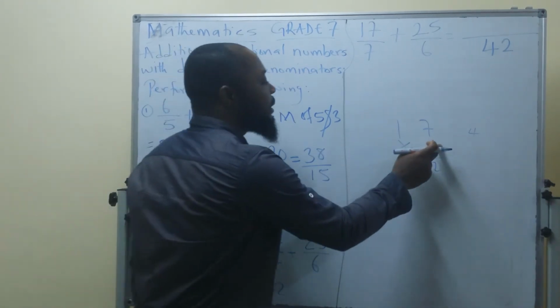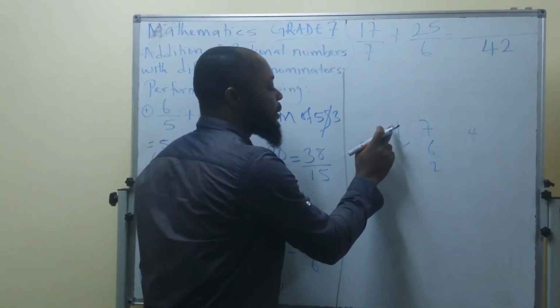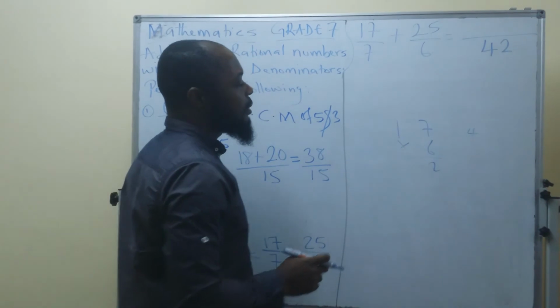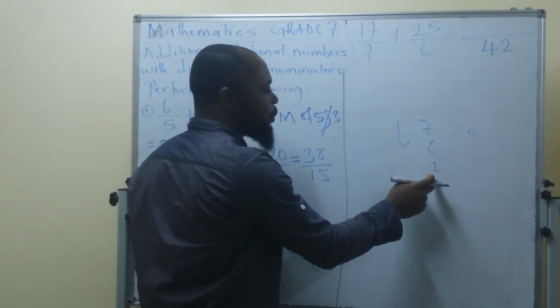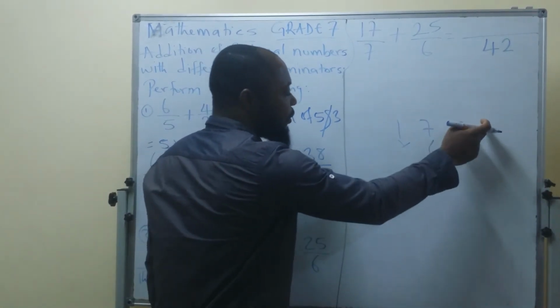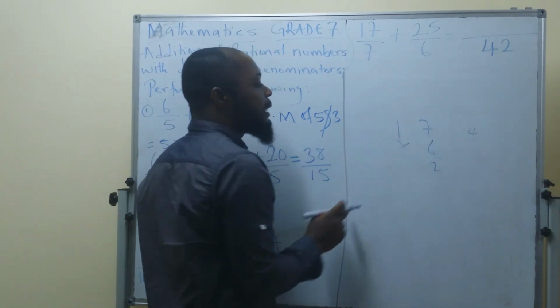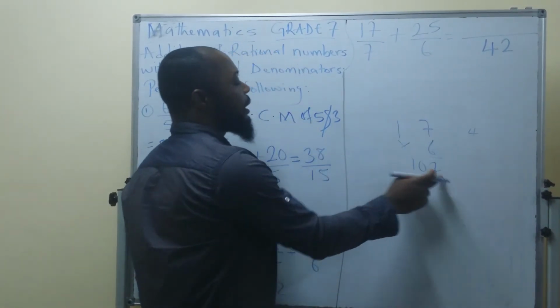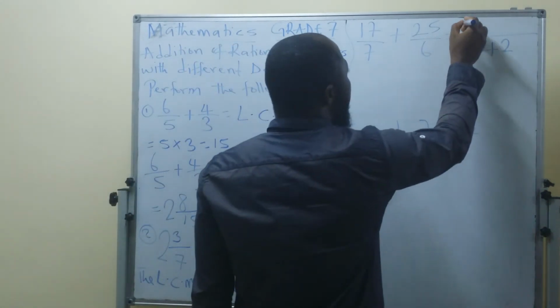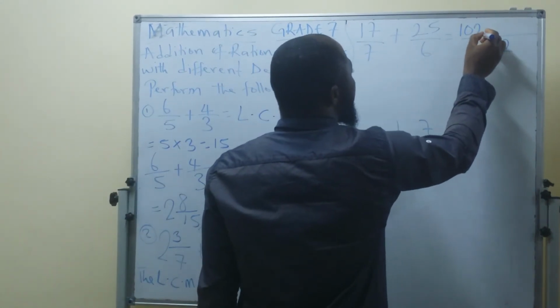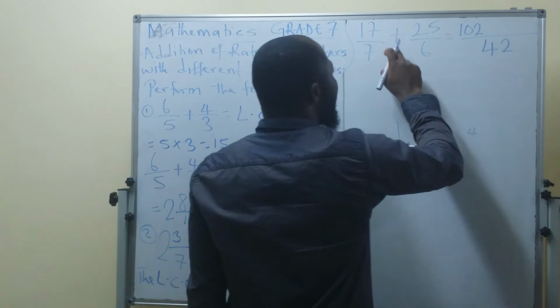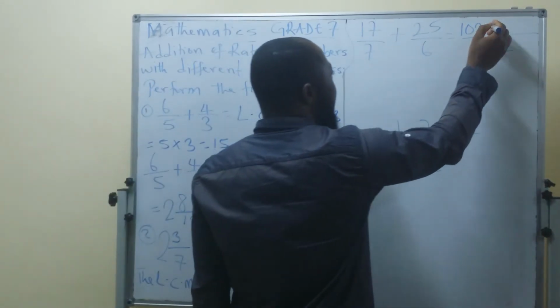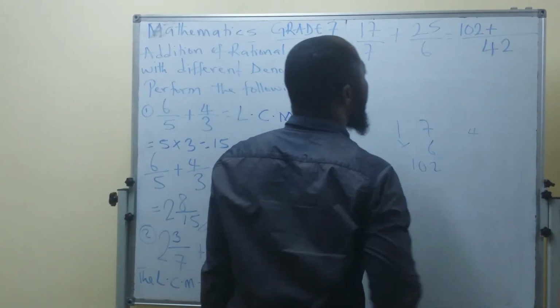Okay, so 6 times 7 is 42. You take away 4, you write 2. So 6 times 1 is 6, plus this 4 you have 10. Okay, now you have 102. Okay, this is the addition sign. You introduce it here again.